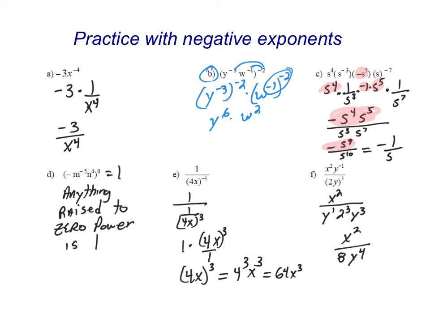Over, in the denominator, we have s to the 3rd power, because we're going to take s to the negative 3 and put that in the denominator as s to the 3rd. And then s raised to a negative 7, that's s to the 7th in the denominator. Multiply your like bases by adding your exponents, and then reduce, and you get a negative 1 over s. On to the next slide.